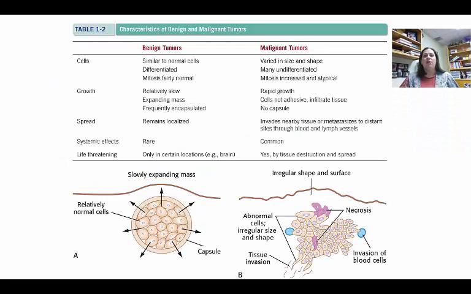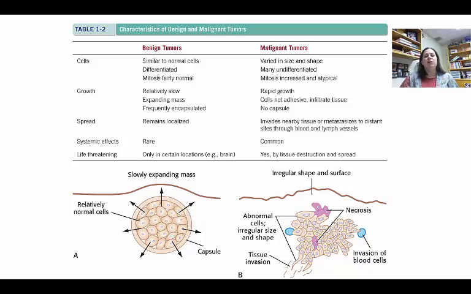So in your textbook, you have a comparison in table 1.2 between benign tumors and malignant tumors. You'll notice that these are pretty much opposites. All right. You do need to be able to differentiate between benign and malignant, because I may ask a question that says, which type of tumor remains localized? Well, you would pick benign. If I said which type of tumor has rapid growth, you would say malignant. And so when we look at this, you need to make sure you look at this chart and know the characteristics.